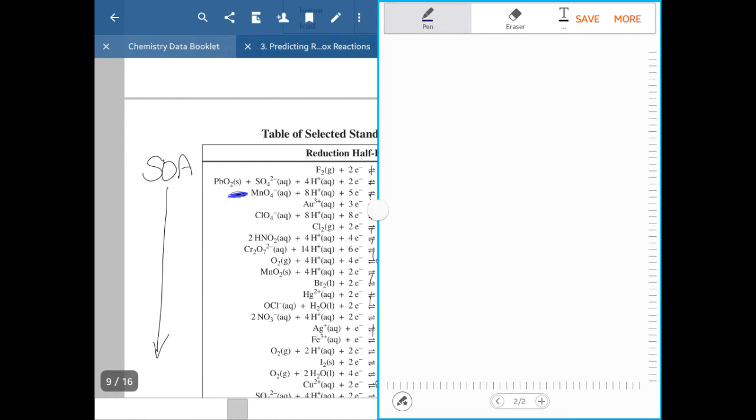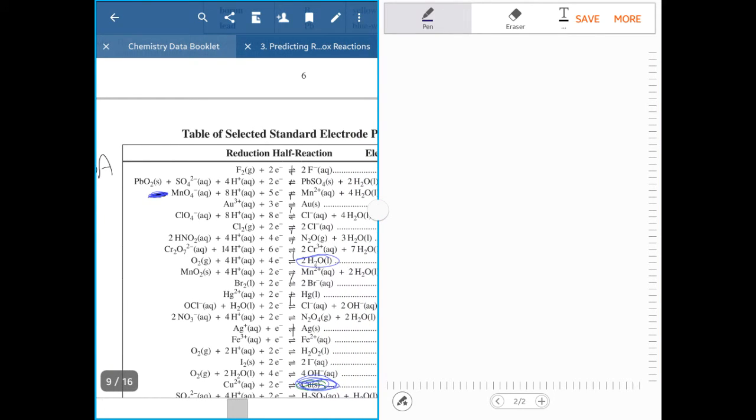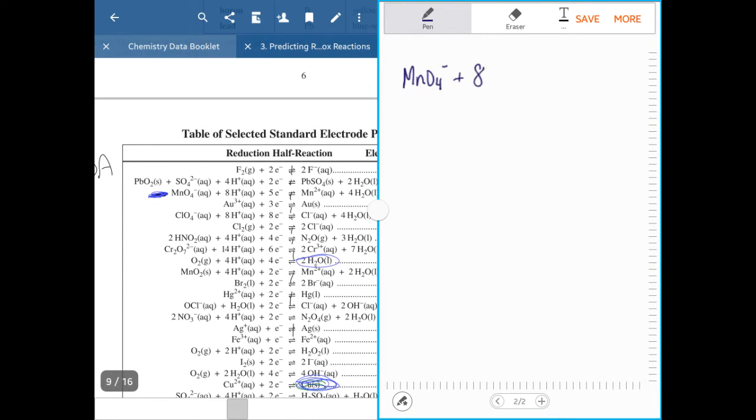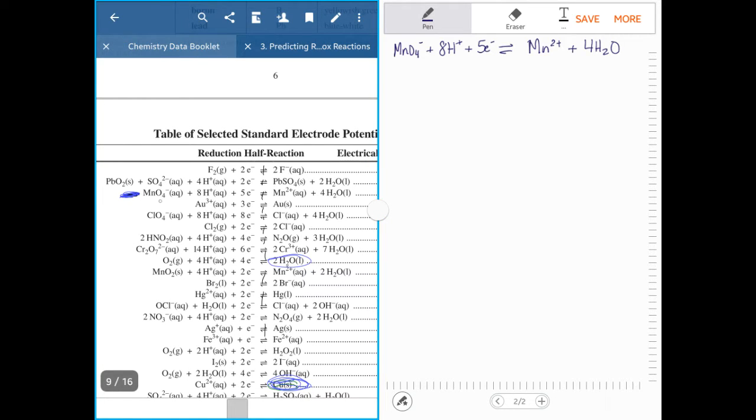There he is. So I'm going to just jot it down here. MnO4 minus plus 8H positive gives me my Mn2 positive and 4 H2Os. Now notice that I've just literally copied down this half reaction in from my data booklet right here.